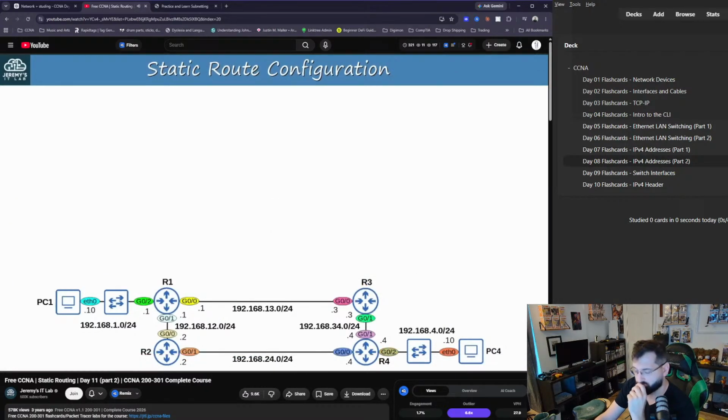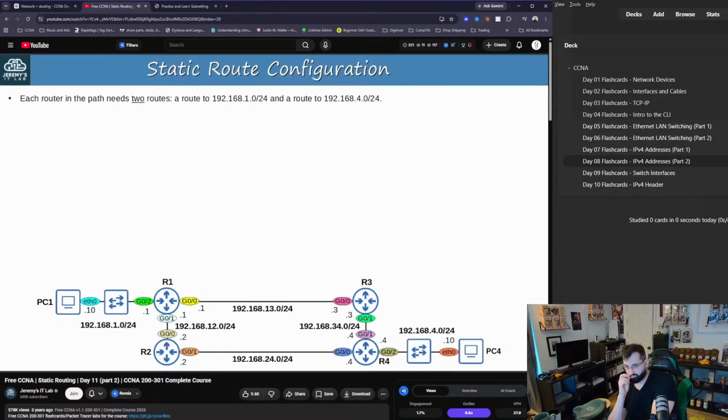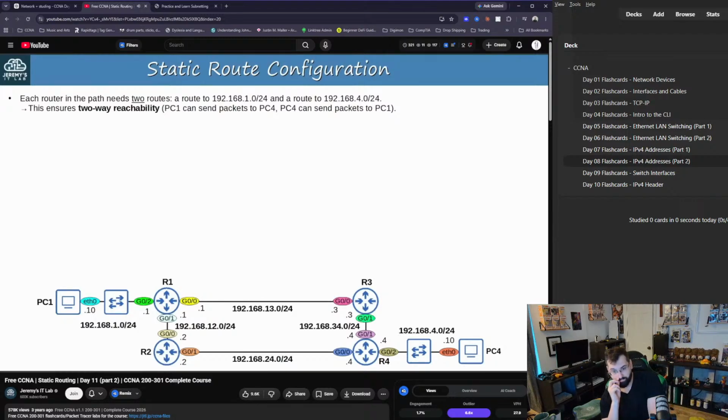Now, to ensure PC1 and PC4 can communicate with each other, it's not just R1 that needs another route. Each router in the path needs two routes, a route to 192.168.1.0/24, PC1's network, and a route to 192.168.4.0/24, PC4's network. This ensures two-way reachability, which means that PC1 can send packets to PC4, and PC4 can send packets to PC1. If, for example, all routers had routes to 192.168.4.0/24, but not 192.168.1.0/24, PC1 would be able to send packets to PC4, but PC4's replies wouldn't be able to reach PC1. R4 would drop the reply, because it would have no route that matches destination 192.168.1.10. So, we want two-way reachability.